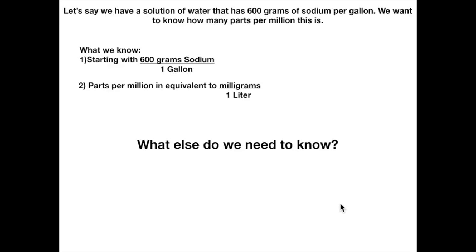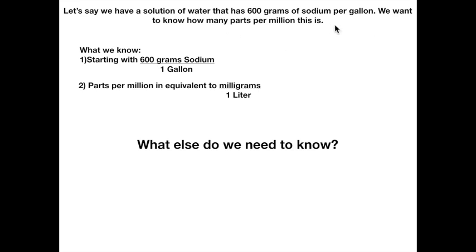So, a lot of words here. Let me just talk through them. Let's say we have a solution of water that has 600 grams of sodium per gallon. You just had a bucket of water that had a gallon in it, and you took 600 grams of sodium and threw it in there. That might not be safe now that I'm thinking of it, but that's just our example here. We want to know how many parts per million this is.